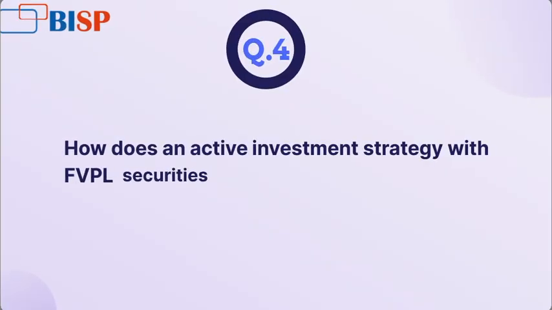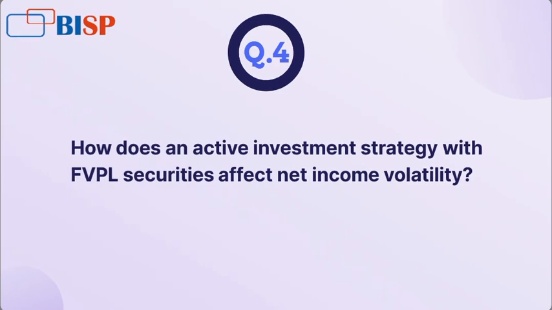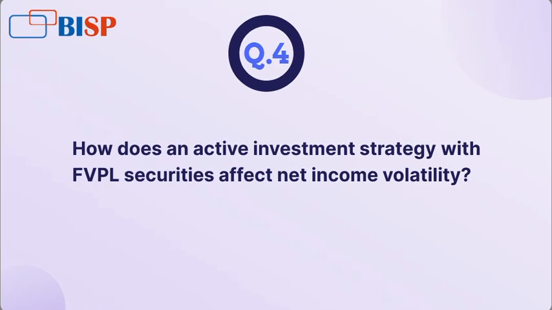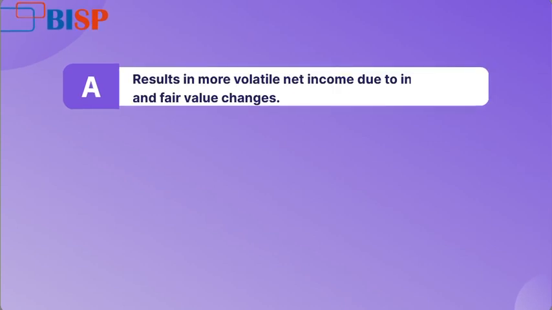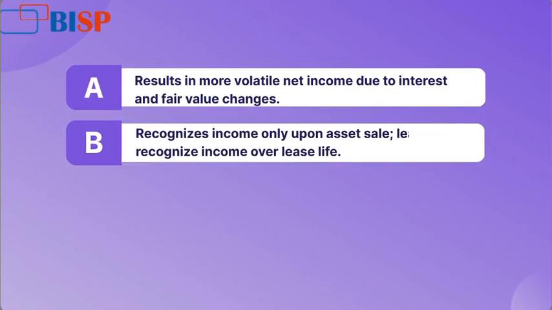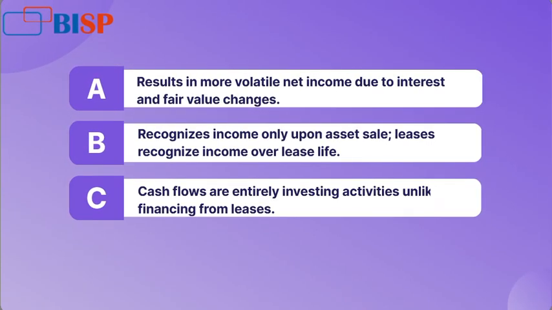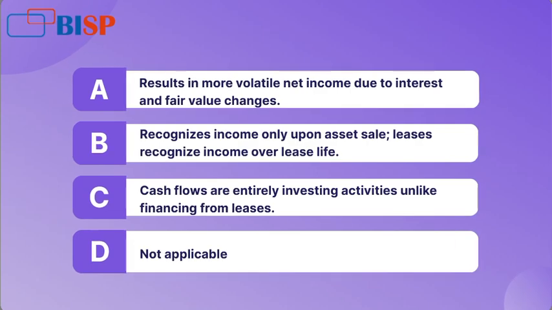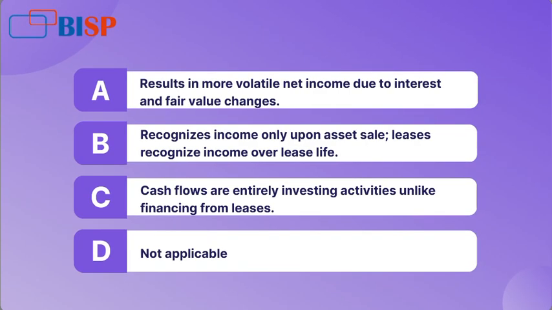How does an active investment strategy with FVPL securities affect net income volatility? A. Results in more volatile net income due to interest and fair value changes. B. Recognizes income only upon asset sale, leases recognize income over lease life. C. Cash flows are entirely investing activities unlike financing from leases. D. Not applicable.